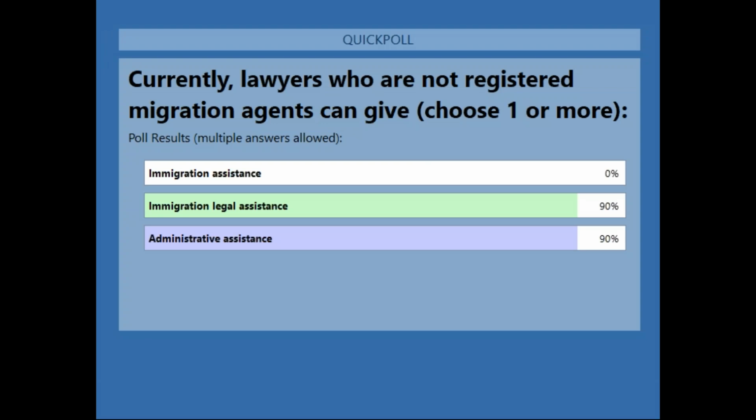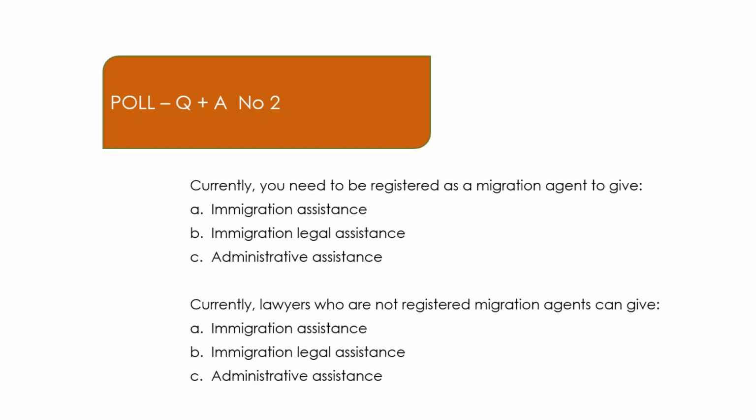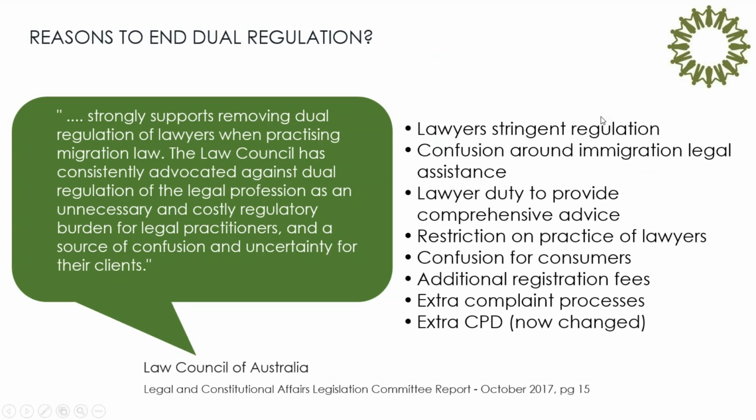And you can see we've got equal results for this poll around the question, lawyers who are not registered migration agents can give A, immigration assistance, or B, immigration legal assistance, or C, administrative assistance. And we've got half-half for B and C there. I'm just going to hide those results now. Well, they're both correct. Okay, we'll keep going. So both correct. Sounds like you're listening.